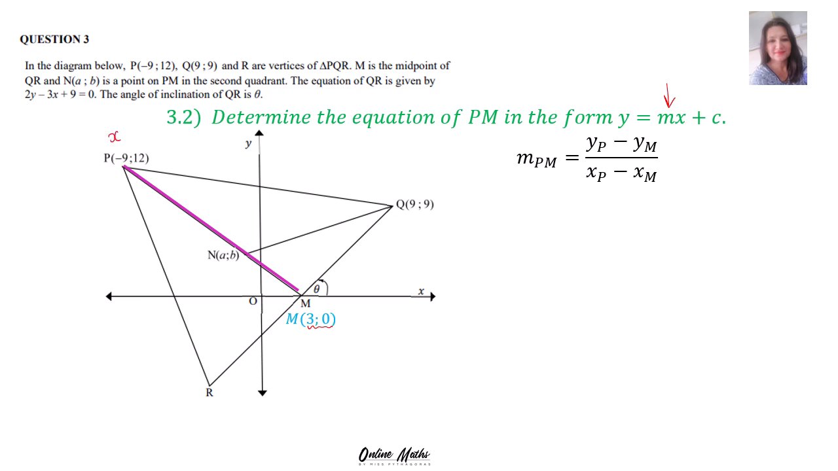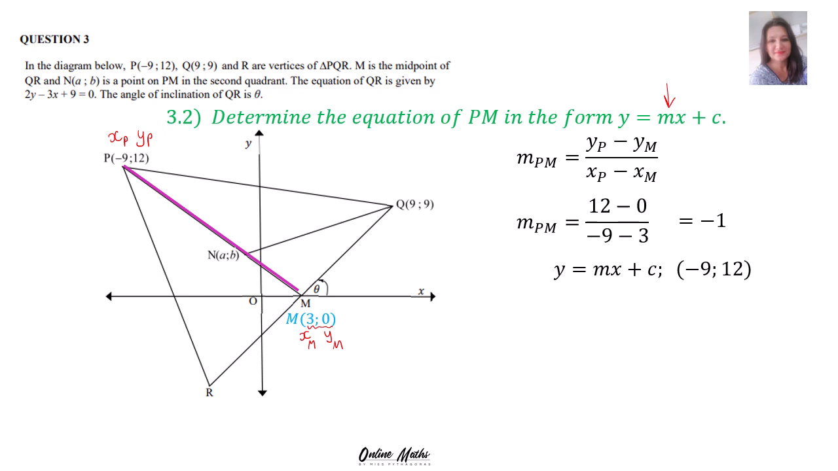I always write, this is the x at P, this is the y at P, and this is the x at M, this is the y at M. Then I will never get confused when I substitute. So the y at P is 12 minus the y at M is 0, over the x at P is negative 9 minus the x at M is 3. And then on top we can say 12 minus 0 is just 12, and at the bottom, negative 9 minus 3 is negative 12. Therefore, the gradient is negative 1.